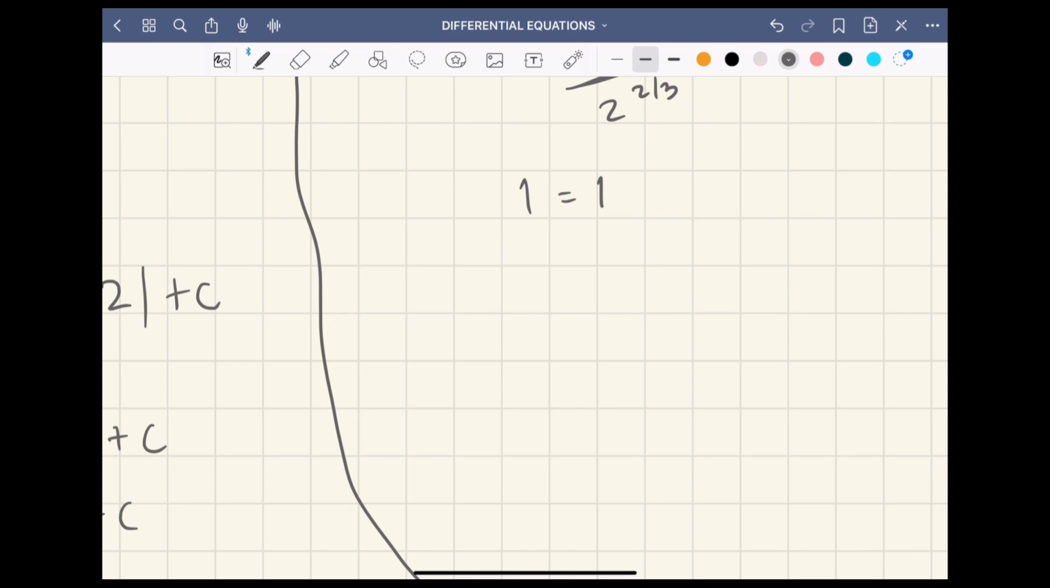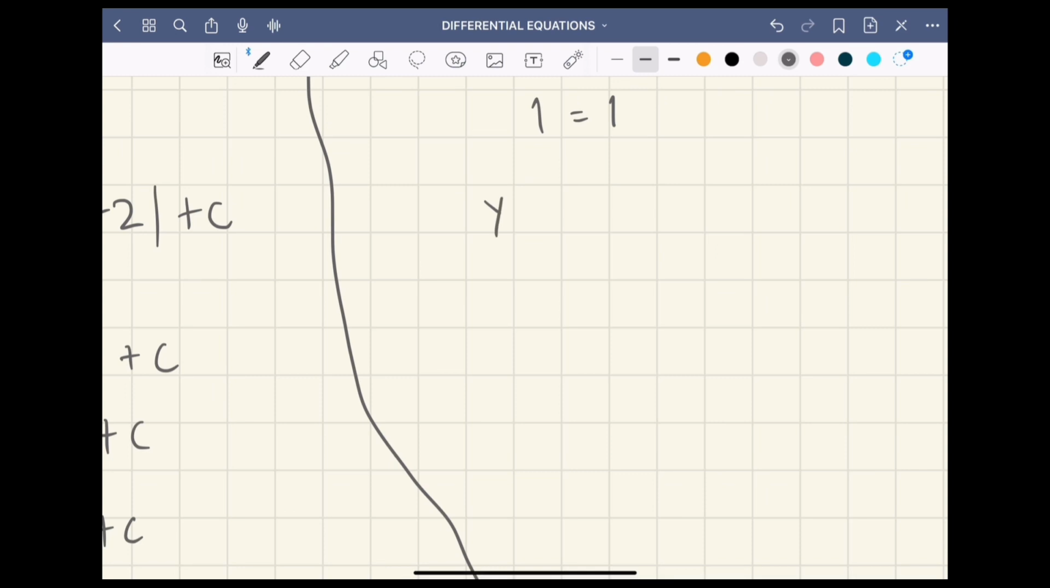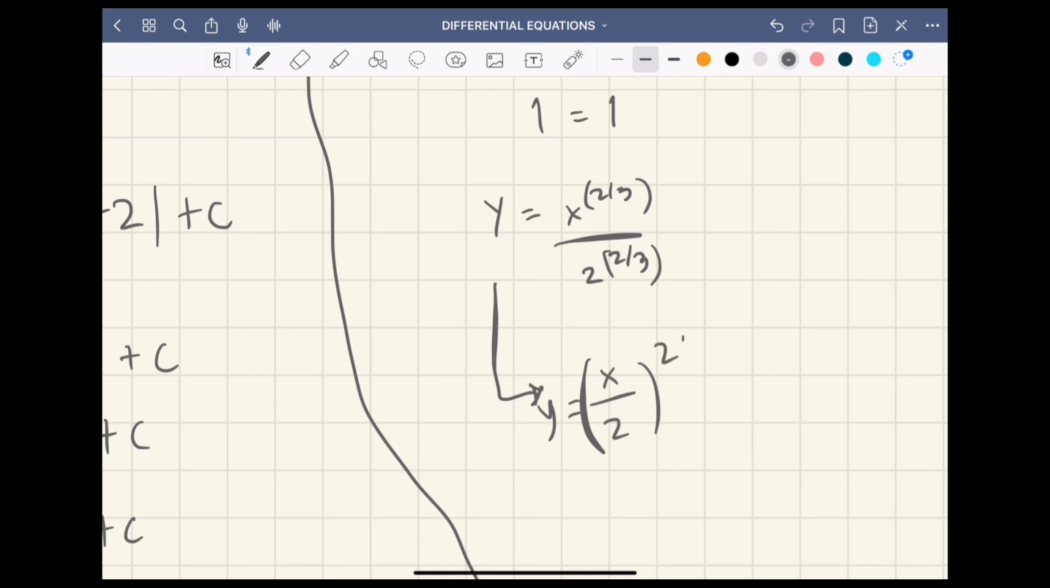So we can simplify the expression of y by removing the absolute value. So y equals x raised to 2/3 over 2 raised to 2/3. You can also write it as y equals the absolute value of x over 2, raised to 2/3. So, this is the answer.